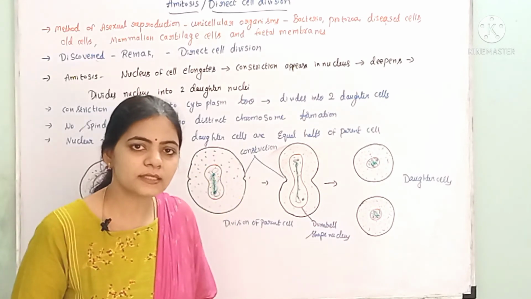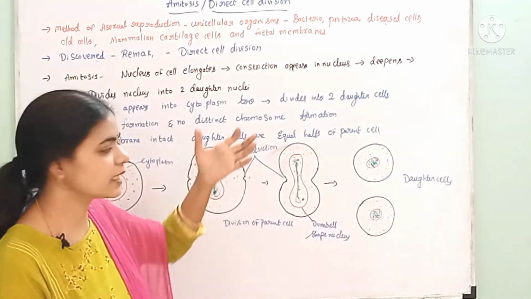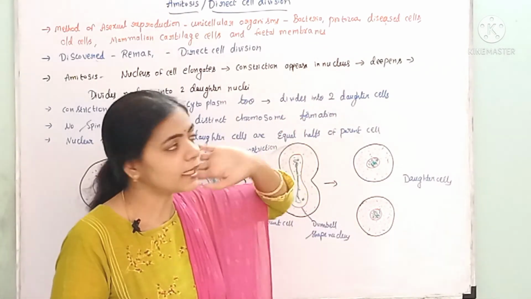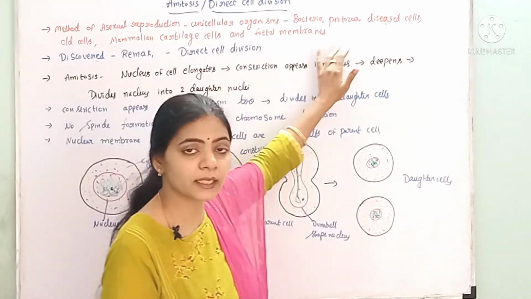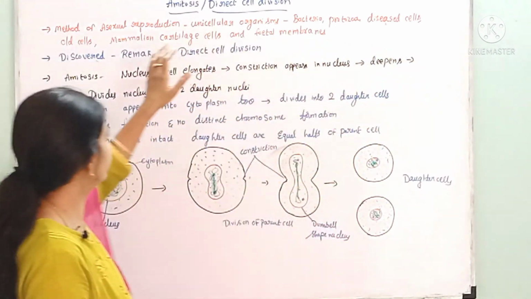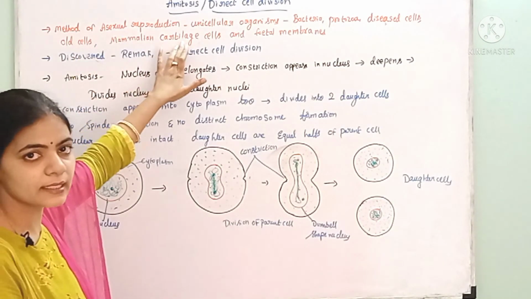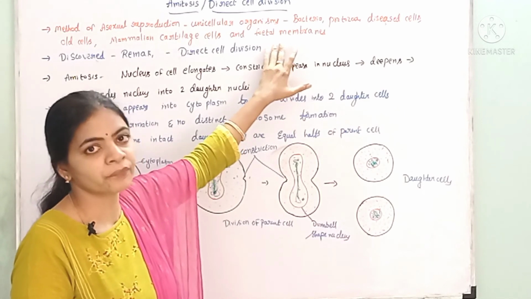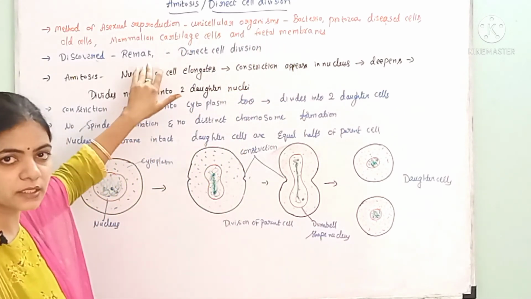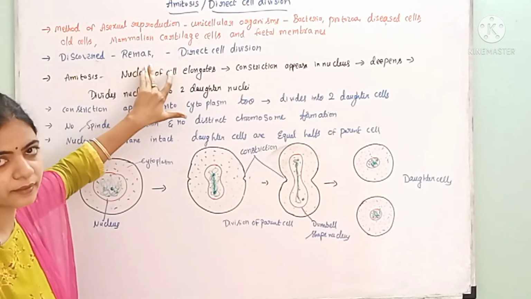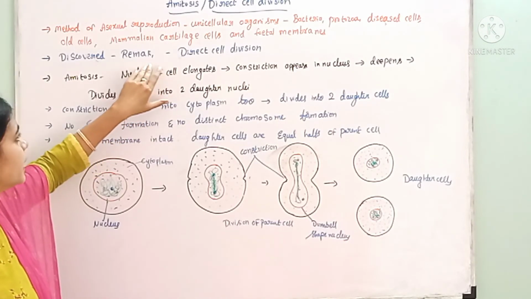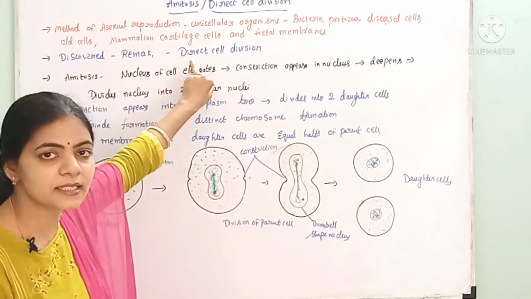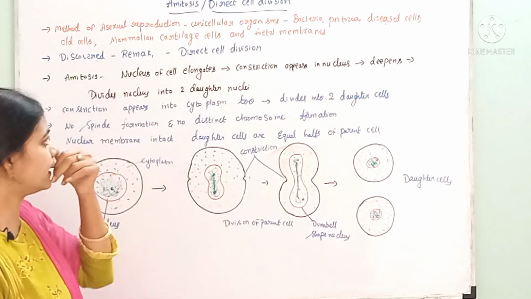What are unicellular organisms? The organisms which have a single cell, that means bacteria, protozoa. Not only that, this amitosis is also seen in diseased cells, old cells, mammalian cartilage cells, and fetal membranes. And this amitosis was first discovered by Remak. He discovered the amitosis. And what is another name for amitosis? It is also called direct cell division.